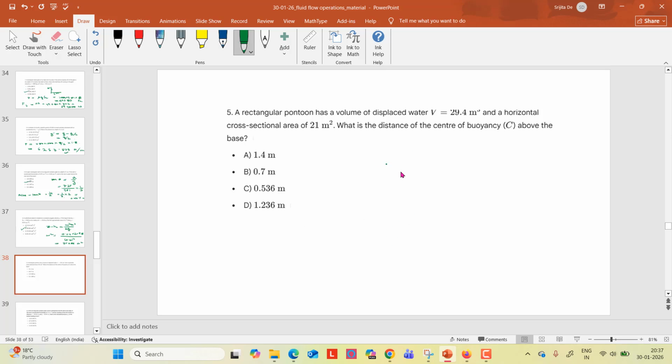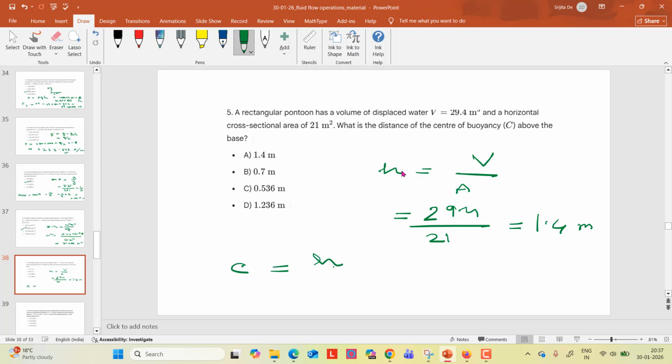So center of buoyancy is V by A, the height of the object. Height of the object is 29.4 by 21, which is 1.4 meter. So it will be h. In case of pontoon, the center of buoyancy will be h by 2. So it is 1.4 by 2, 0.7 meter. Next.